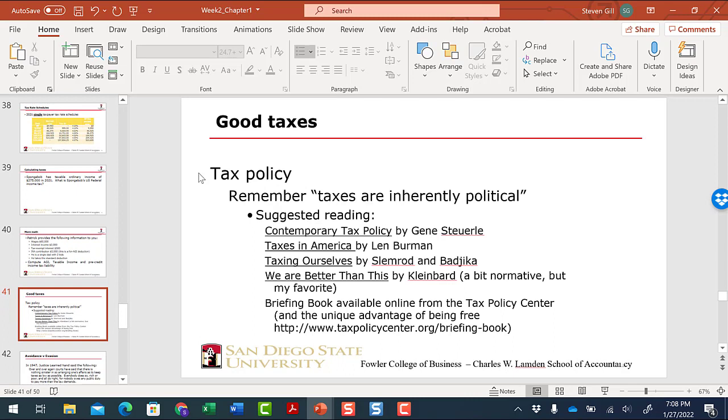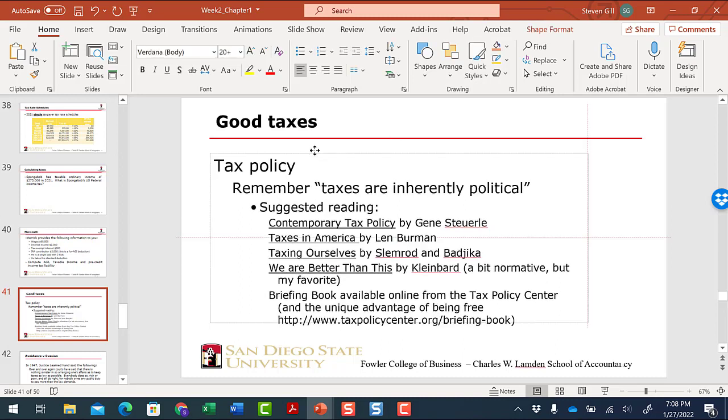Okay, so the last part of chapter 1, or one of the last parts of chapter 1, talks pretty extensively about what it means to have good taxes. And the book I think is fine, right? It does a reasonable job.